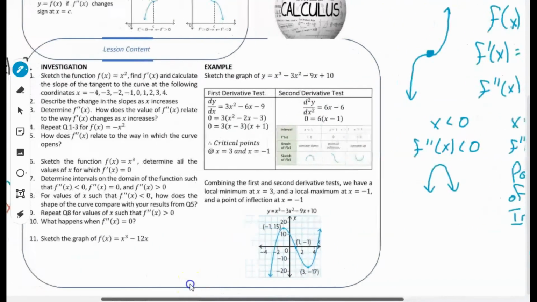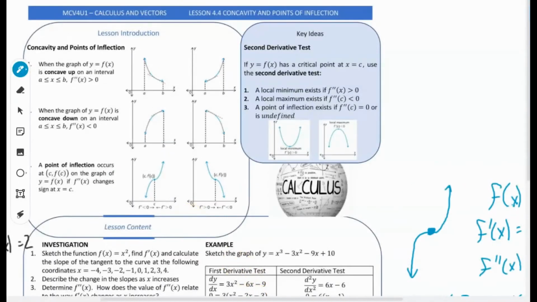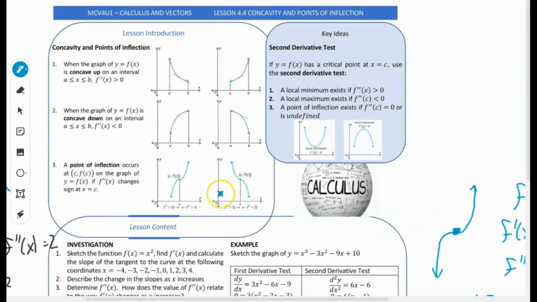Alright, so if we go up here, this is just a little overview of what I've been talking about. These are concave up shapes, and they will occur on the interval where your second derivative is greater than 0. These are concave down shapes, and they will occur on the interval where your second derivative is less than 0. Now here we have a point of inflection.